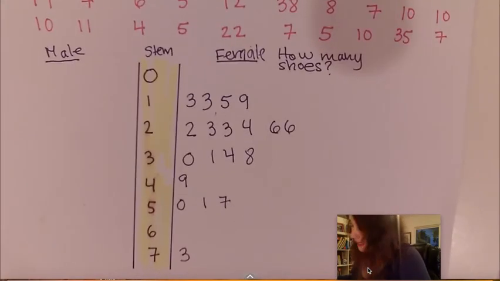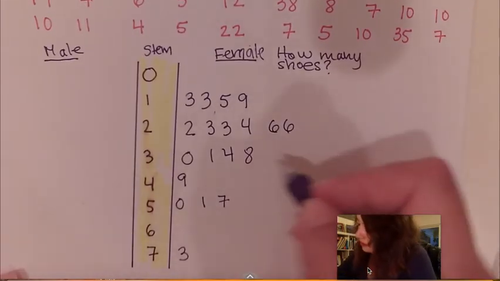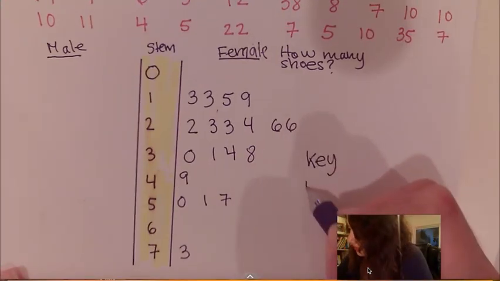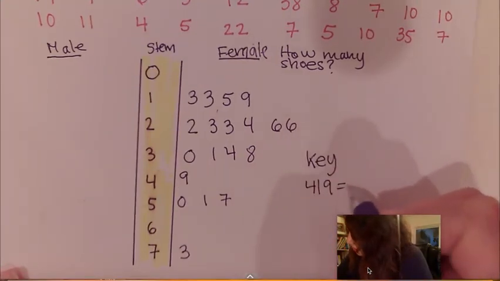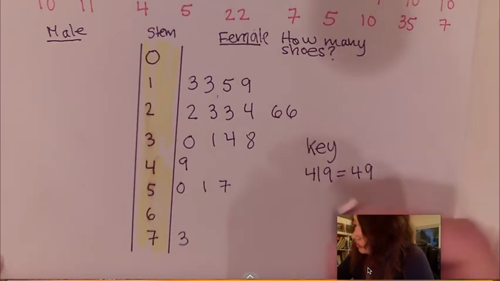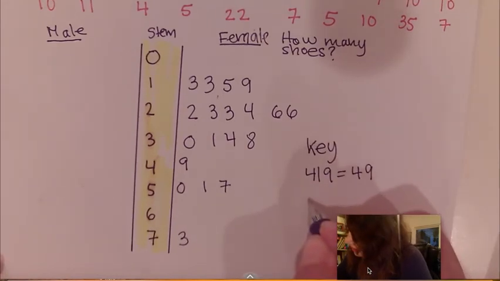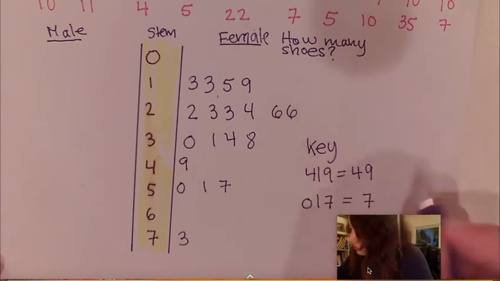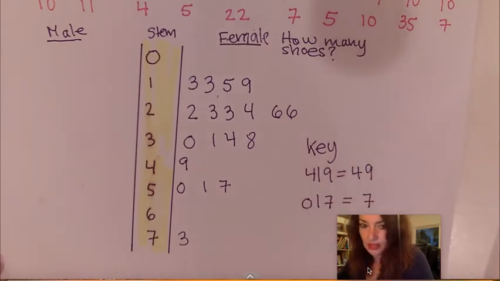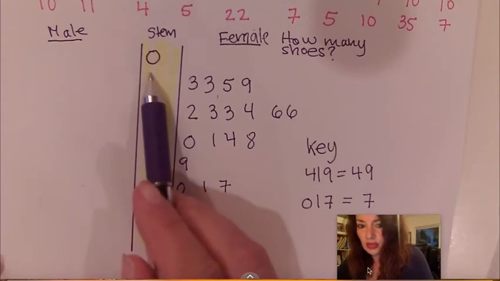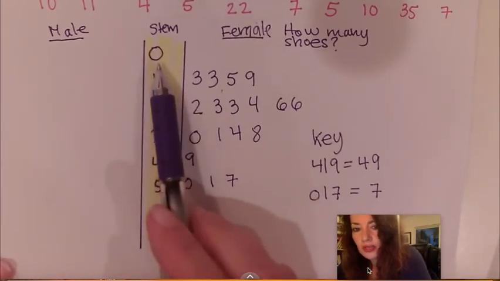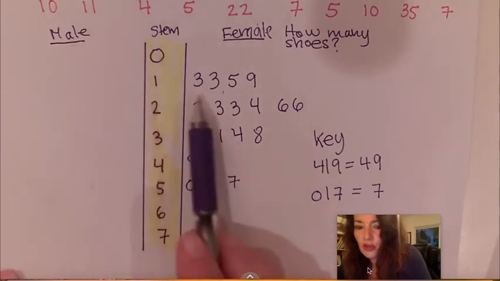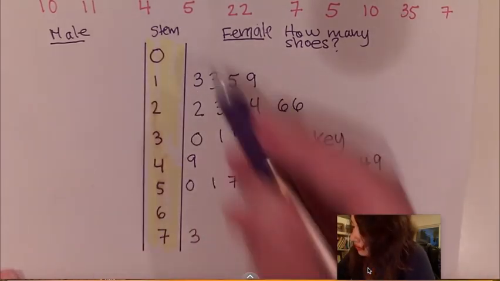Okay, we're going to write a key again. We could use the same key. We could say 4/9 equals 49. You can also say 0/7 equals the number 7. So you know if there's a 0 in the front, that means 7, which is the case here. All right, so I'm going to now create the male stem and leaf. Now, if you notice, these here are the leaves.